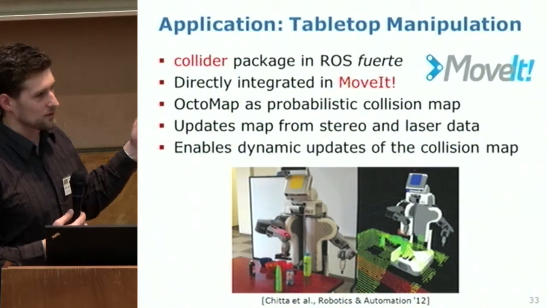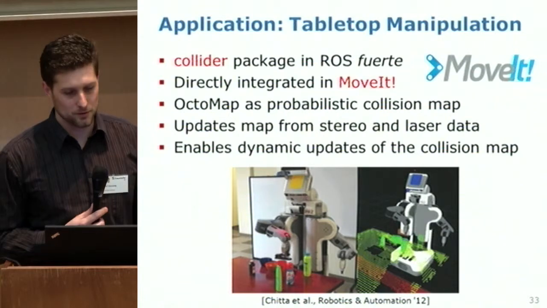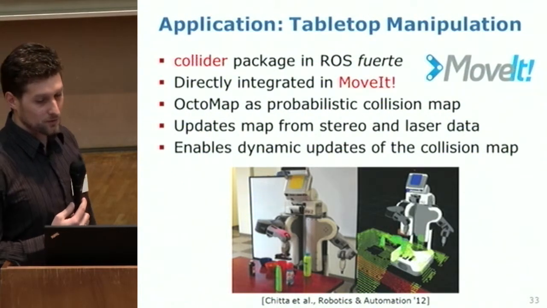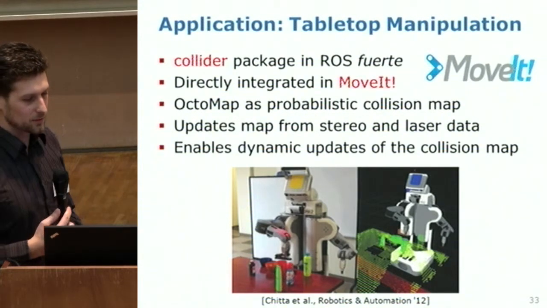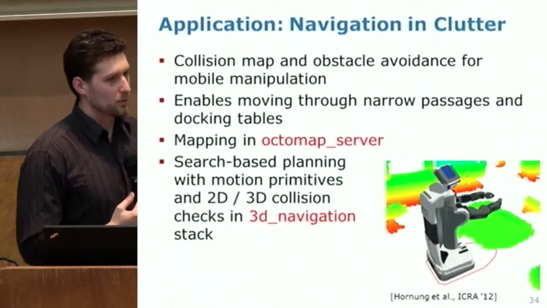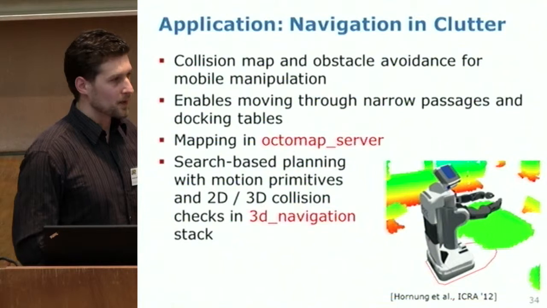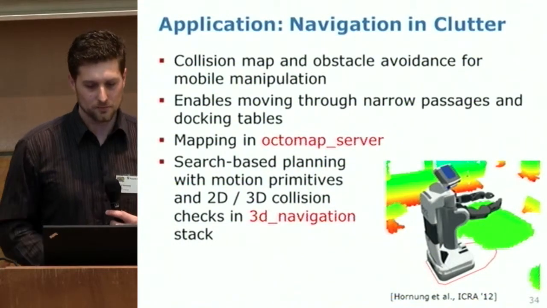You'll hopefully see this at the booth with the PR2. You can really jump in and it will stop motion planning and replan around you. And here OctoMap is used as a probabilistic collision map, updating from stereo or laser data or just the Kinect. And this enables dynamic updates of the collision map while the robot is running. And the nice thing here is you can directly collision check on OctoMaps with FCL or MoveIt.